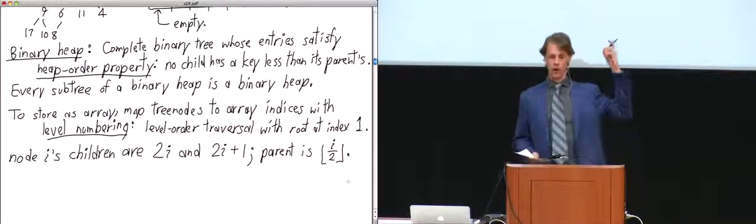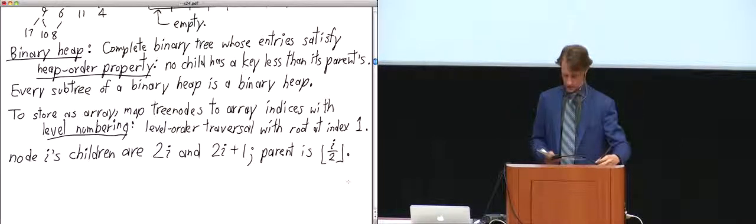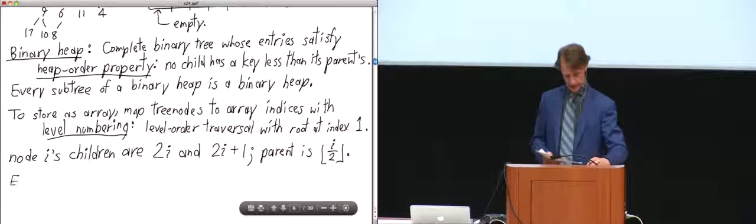So we need to store in each node 2 things, the key and the value. So one way to do it is to have an array of tree nodes.